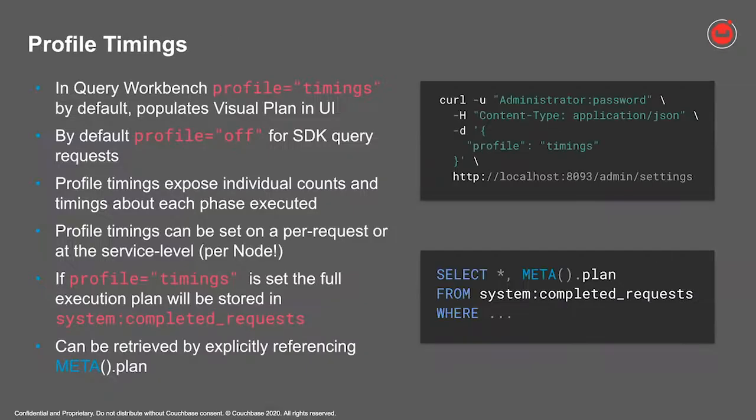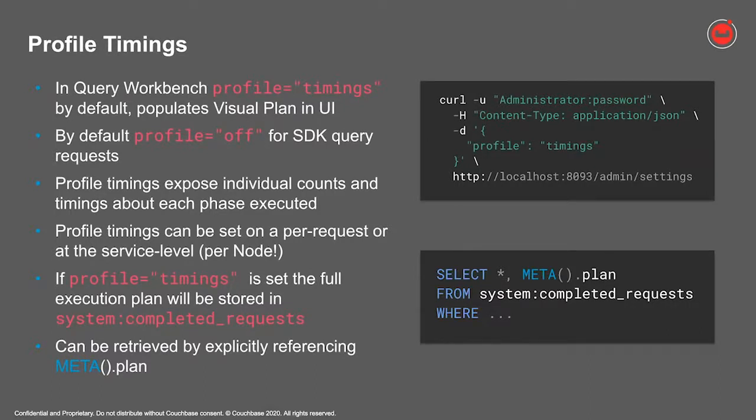We also have profile timings. So you've probably seen profile timings if you've ever looked at the visual explain plan in the UI. This contains per execution timings as well as phase counts, etc. However, for Nickel requests coming from the SDK, profile is set to off. In the UI, profile is set to timings, right? So profile can be set to timings on a per request basis.